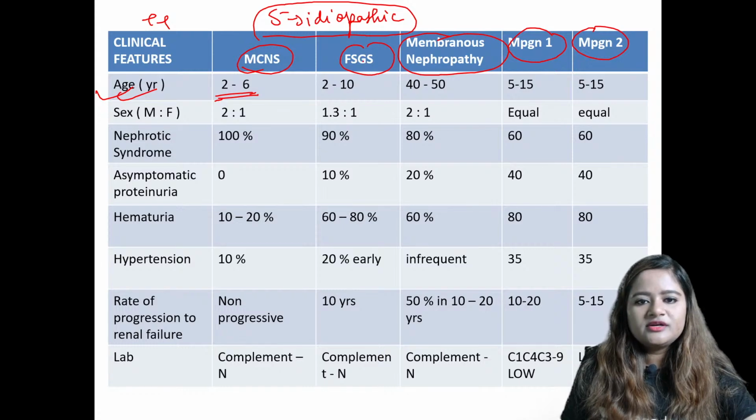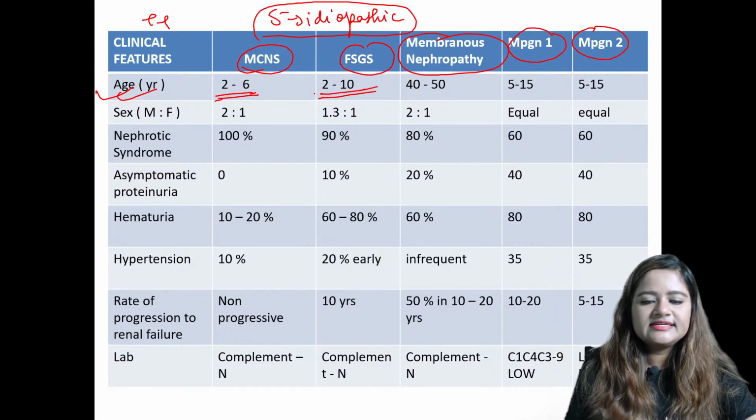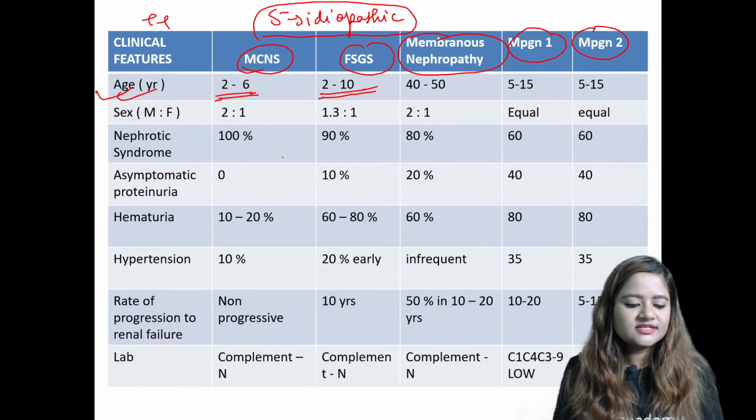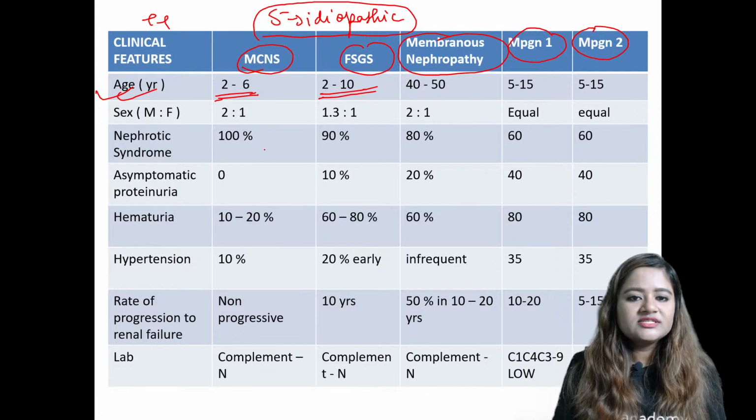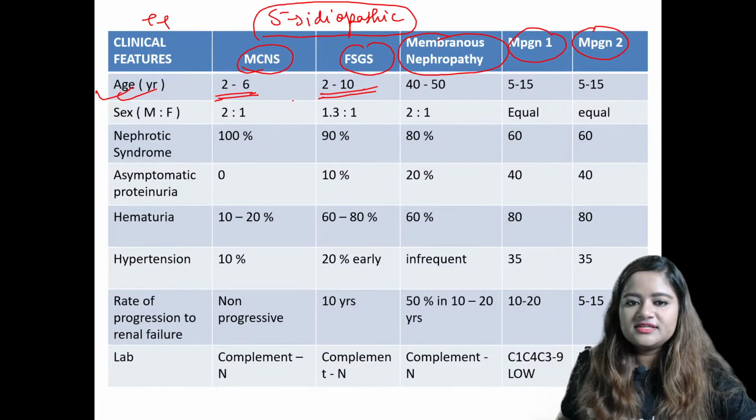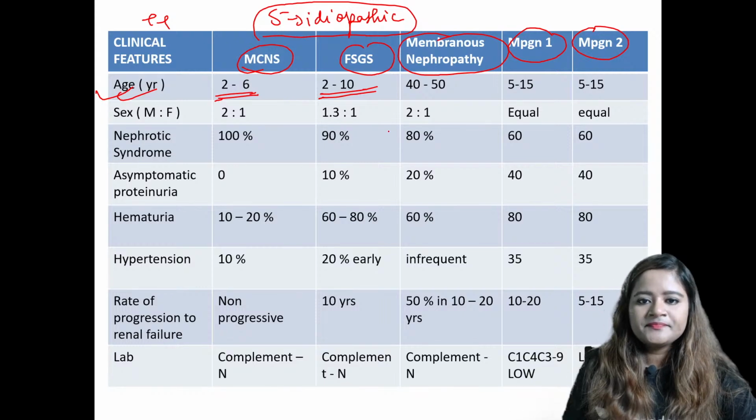Focal segmental glomerulosclerosis, when does it happen? Focal segmental glomerulosclerosis is seen a little late. Late, meaning this is one thing that we consider as an atypical presentation. So its age group is a little higher. That means it can go beyond the school presenting age, that is 2 to 10 years.